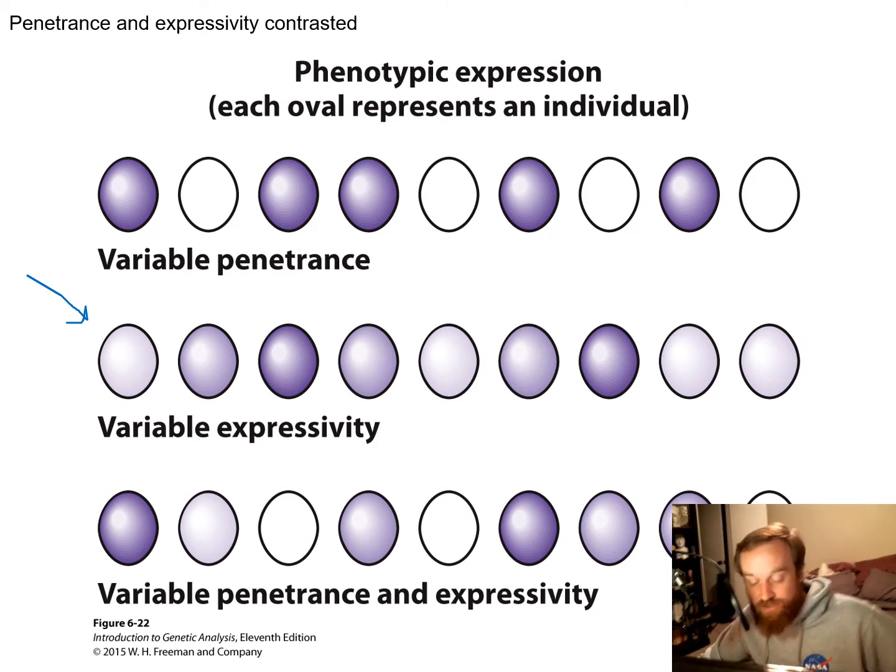And you can have a combination of both. So you could have variable expressivity and variable penetrance. So there could be some individuals that have the allele and show no phenotype for that allele. And so those are the ones that have the variable penetrance. And then of those people that do show penetrance, there could be a range of expressivity in those individuals. So it's not as binary. There's some people that don't have it at all, but the people that do have it show it in different degrees. And so that would be a combination of penetrance and expressivity.